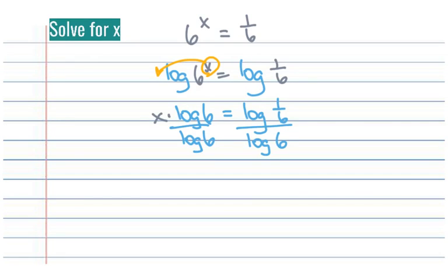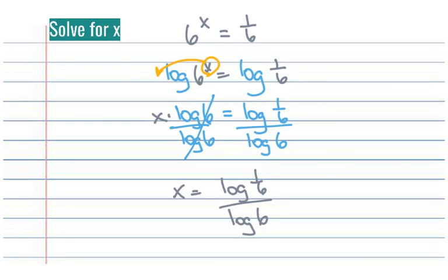So what am I going to do? I'm going to get x equals, and log of 6 over log of 6 is going to be 1. They're going to cancel each other out. And then I'm going to have log of 1/6 divided by log of 6.